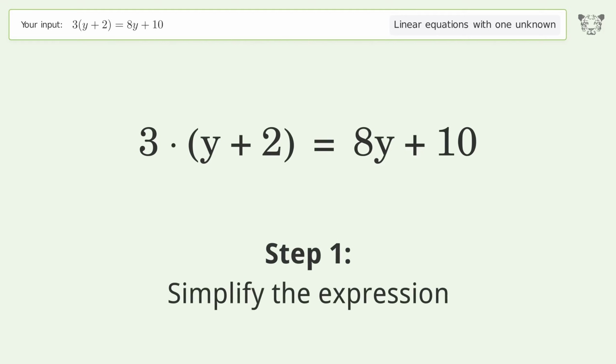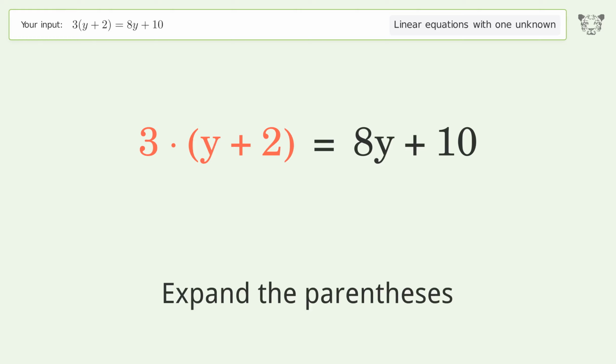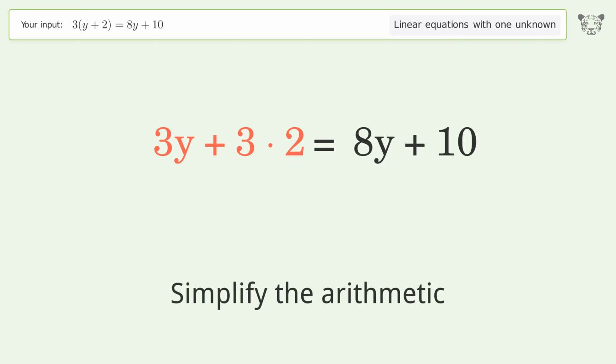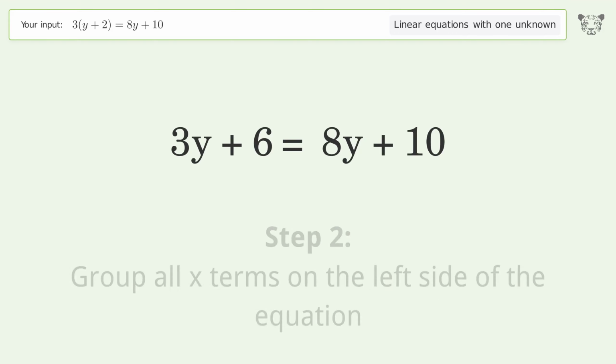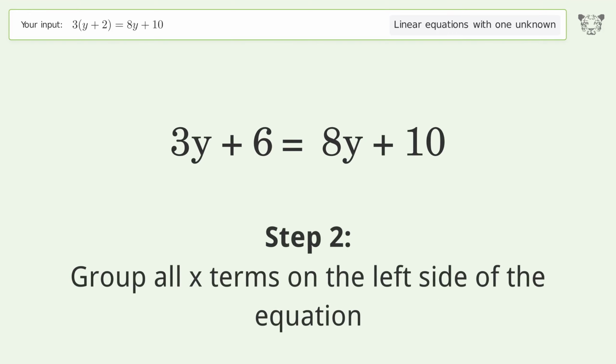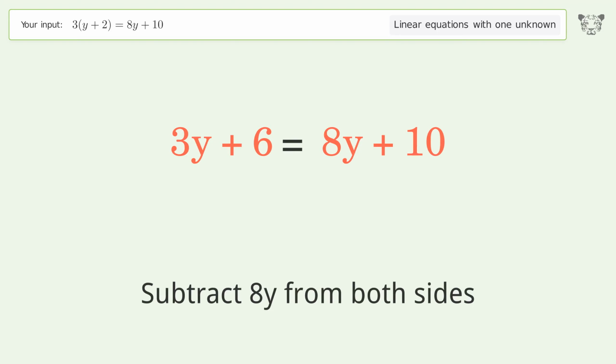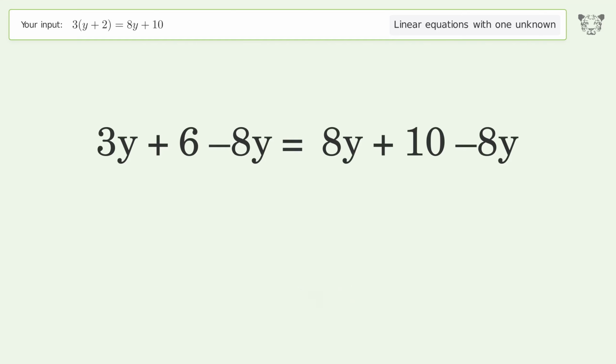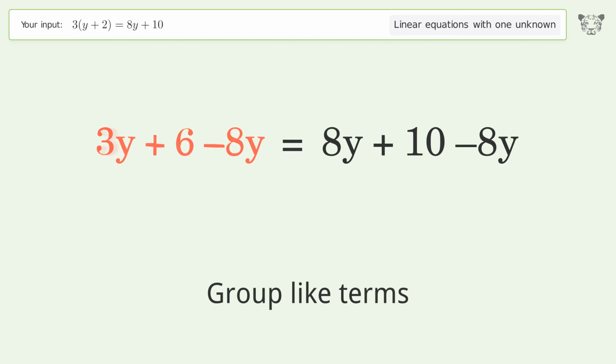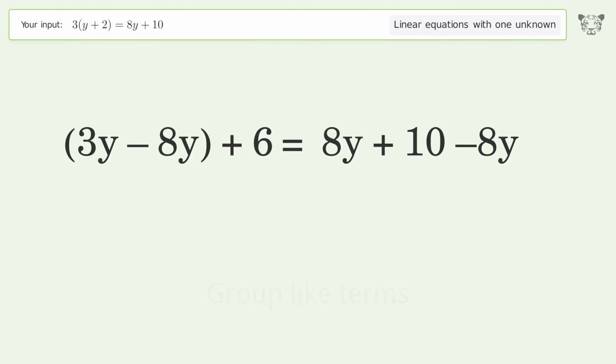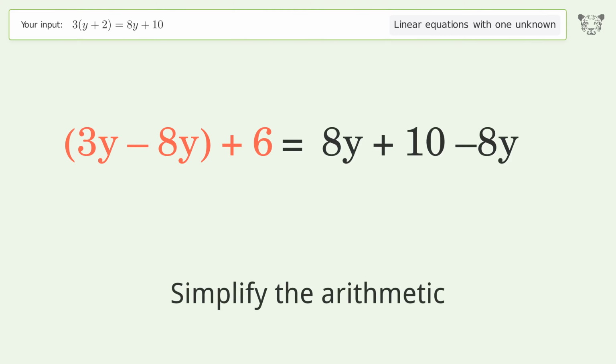Simplify the expression. Expand the parentheses. Simplify the arithmetic. Group all x terms on the left side of the equation. Subtract 8y from both sides. Group like terms. Simplify the arithmetic.